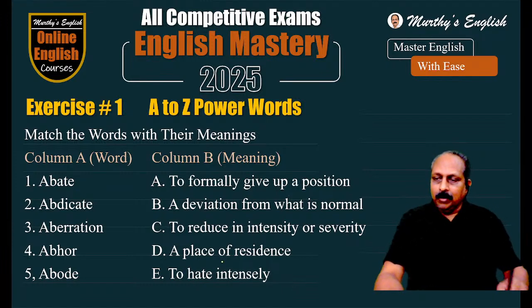This session is all about yesterday's important words, A to Z power words. You got 10, and based on each word, you got synonyms and antonyms. In total, you got about 50 words. Today, it is all about testing your English regarding those important words, and I have brought different exam models.